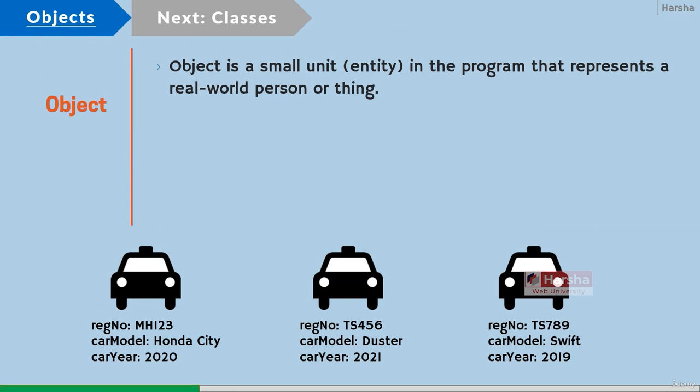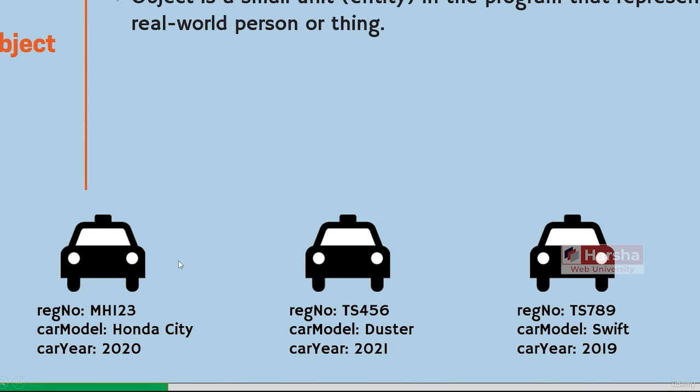What is object? Object is a physical item that represents a real person or thing. For example, all the physical things are examples of objects. Suppose there are 3 cars, so each individual car is an example of object. Each object contains some details about itself. For example, this car object represents the details about itself, such as registration number of the car, model, car year, etc.